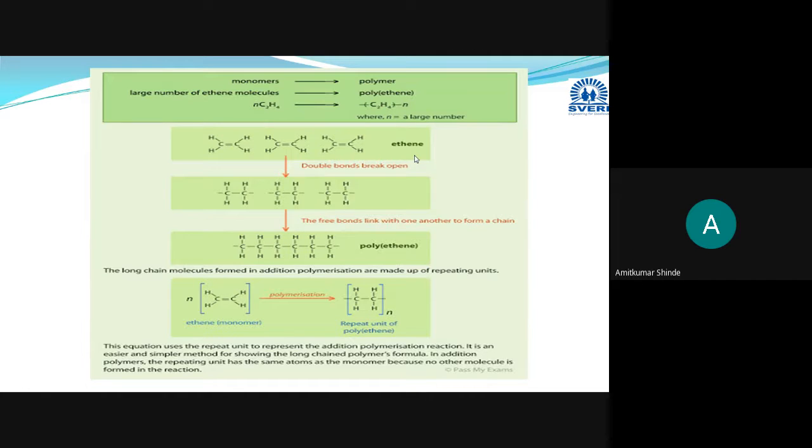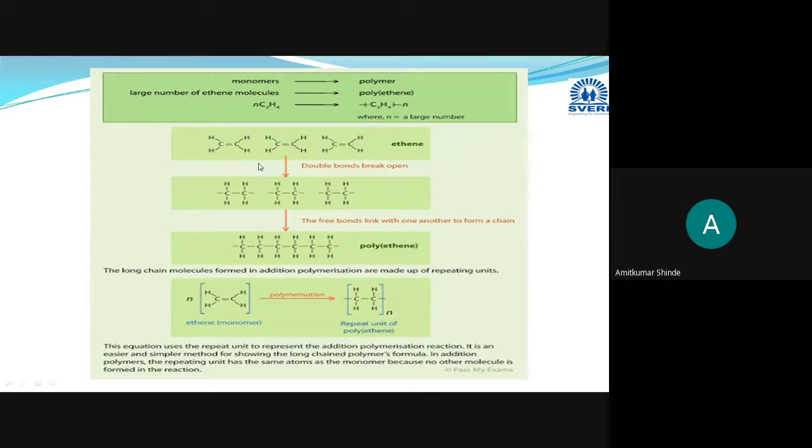Already I have told you that this addition polymerization occurs in three different stages: initiation, then propagation, and the termination. Now I will explain these stages here. What is the meaning of initiation?